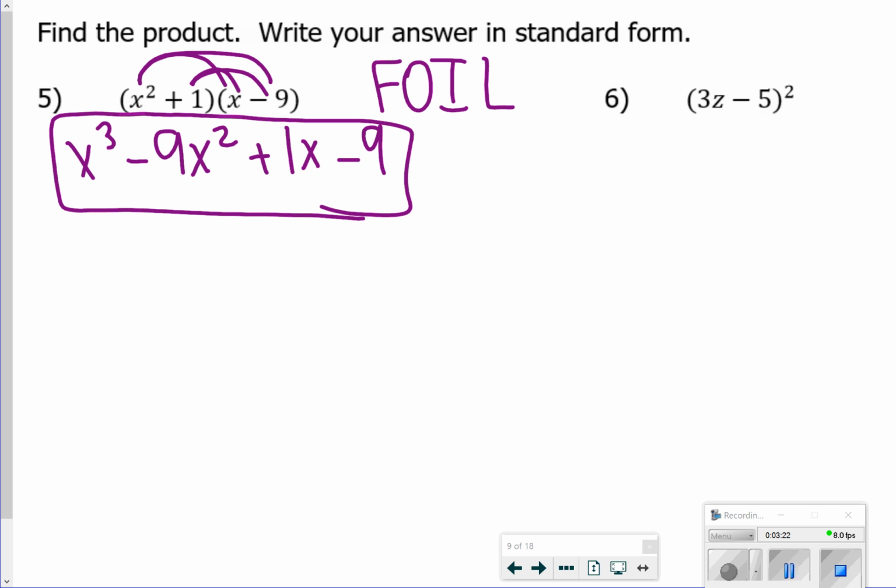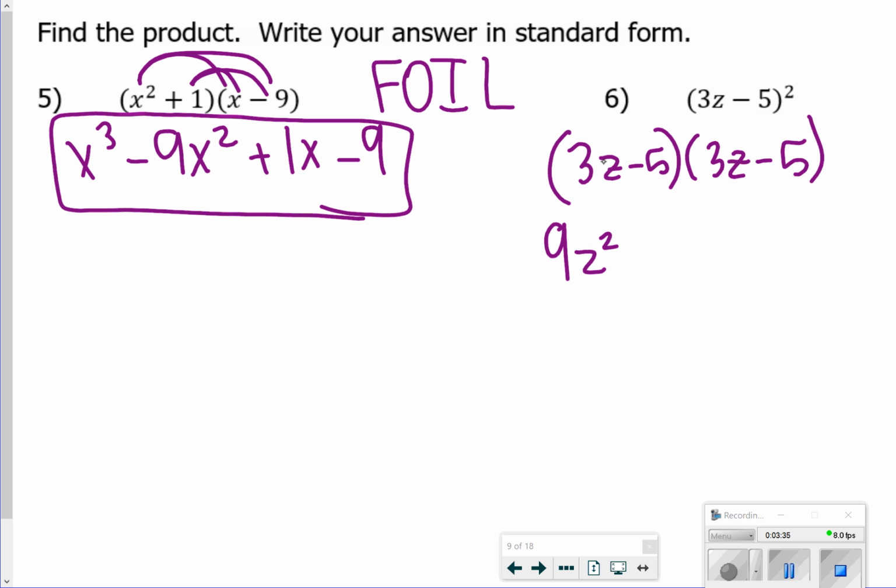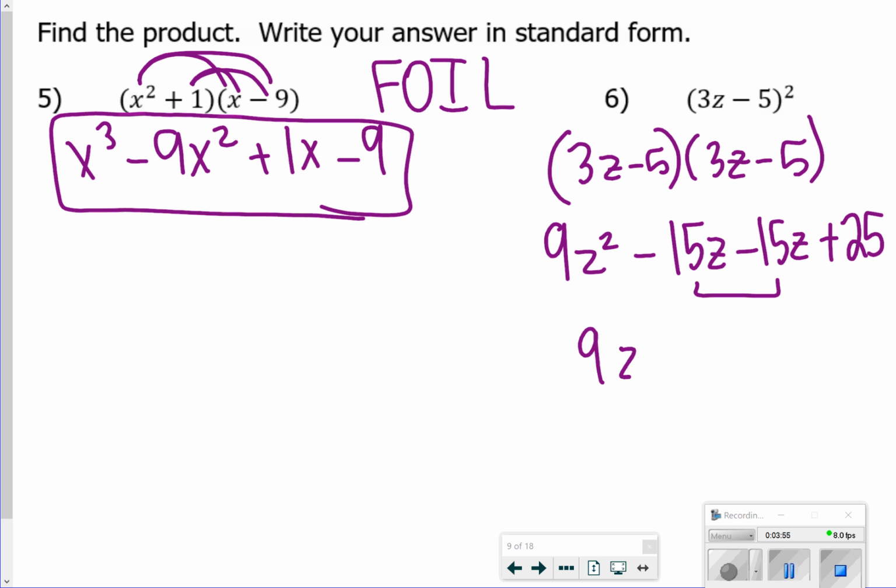For number 6, we're going to go ahead and rewrite this maybe as two products. So 3z minus 5 times 3z minus 5. And I'm going to still use the FOIL method here. 3z times 3z is 9z squared. 3z times negative 5 is negative 15z. Negative 5 times 3z again is negative 15z. And then negative 5 times negative 5 is a positive 25. And then I can add these z's together in the middle. So I have 9z squared minus 30z plus 25 for number 6.